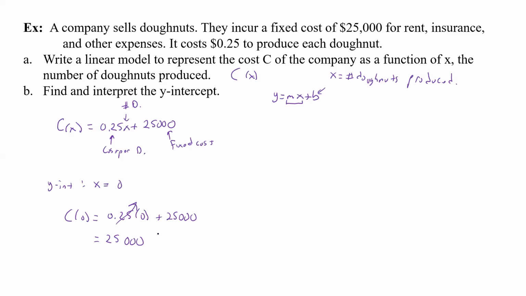So what does that mean? If 0 donuts are produced, we still have $25,000 in expenses. Okay, so that's what it's mainly telling us. It's our intercept, basically our b, our y-intercept, and it's saying that we still have that no matter if we produce 0 donuts or not. So we still have that $25,000 in fixed costs.